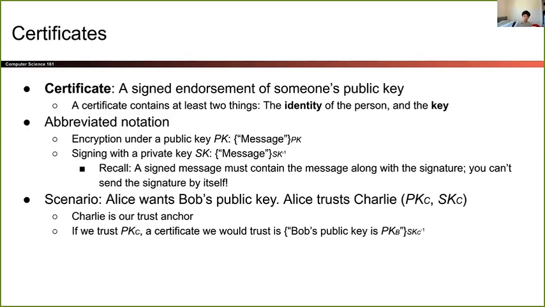If we trust their key, then a certificate that we would trust is this statement: Bob's public key is PKB. This entire statement is signed by Charlie's private key, and we can verify it using Charlie's public key. Because the signature was generated, we know that Charlie really meant to say Bob's public key is PKB, and now we can trust PKB. So this is how we gain trust based on our implicit trust in others. Questions on how this works?